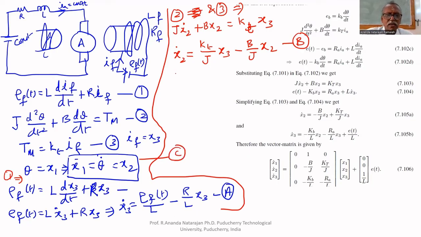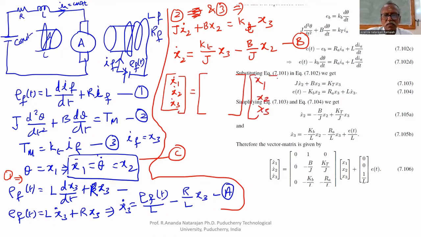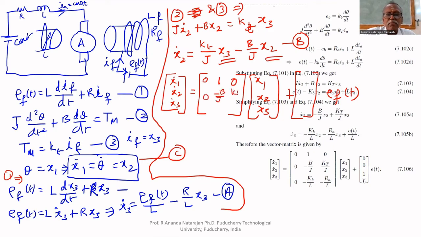Now we have to put all together. In state space, x1 dot, x2 dot, x3 dot equal to a matrix times x1, x2, x3 plus a vector times E field of t. So x1 dot equal to x2, therefore 0, 1, 0. X2 dot is a function of x3 and x2, therefore 0, minus B by J, Kt by J.